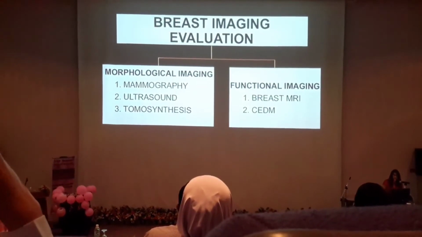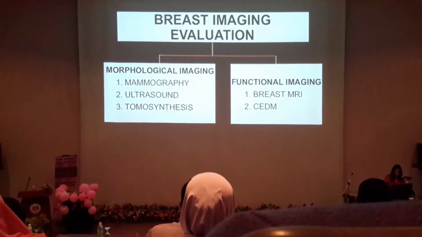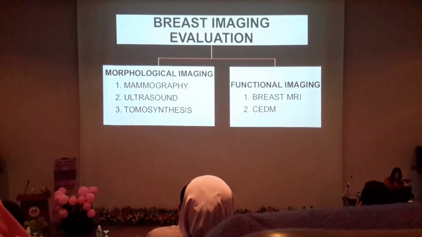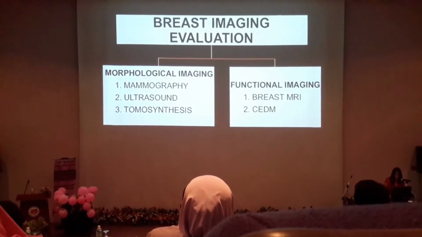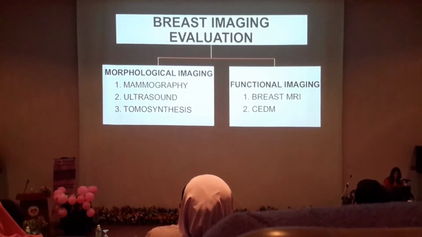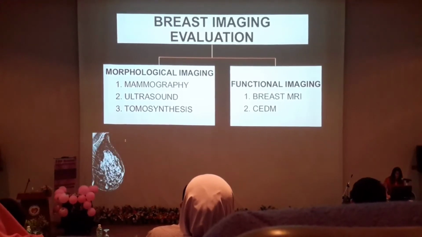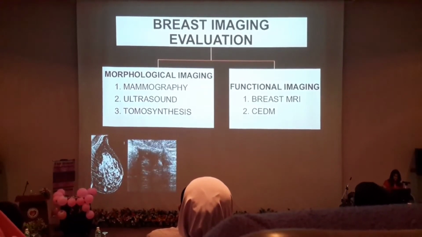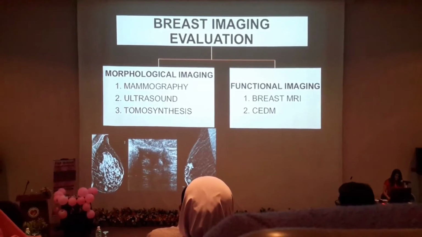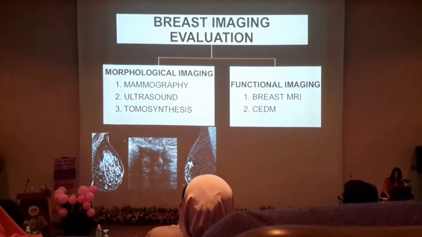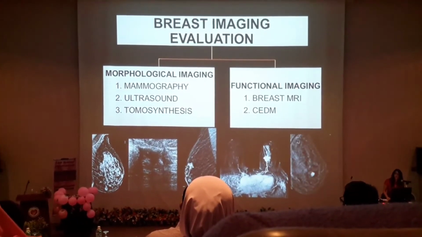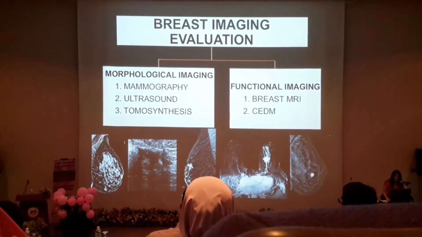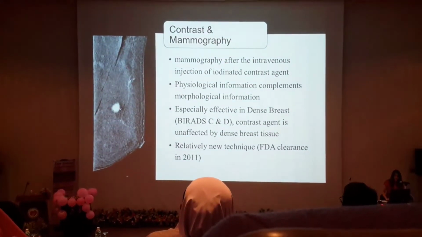So breast imaging evaluation involves two processes. One where we assess the morphological characteristic of a tumor, where X-rays and ultrasound waves are used to assess the physical structure of the breast, and it comprises mammograms, ultrasound, and tomosynthesis. The other process where we assess the functional characteristic of a tumor, which comprises MRI and contrast-enhanced digital mammography. So what is contrasted mammography?